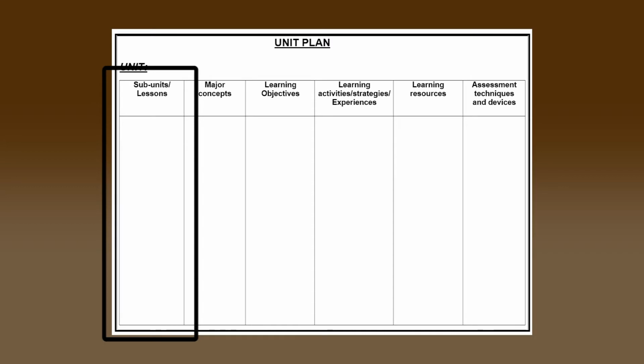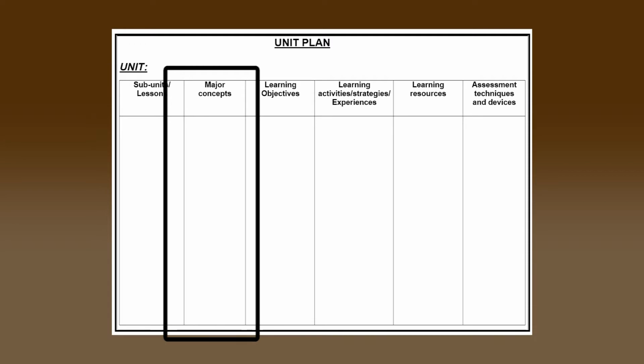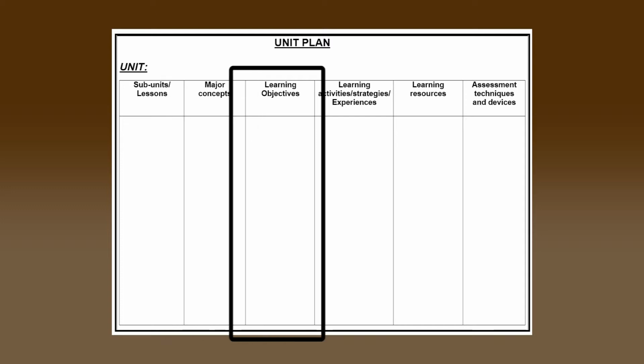The first column deals with the subunits or the number of lessons one intends to carry out. The second column is for writing the major concepts that are there in each subunit. According to each subunit, in the subsequent column you are going to write the learning objectives that you have been able to state.